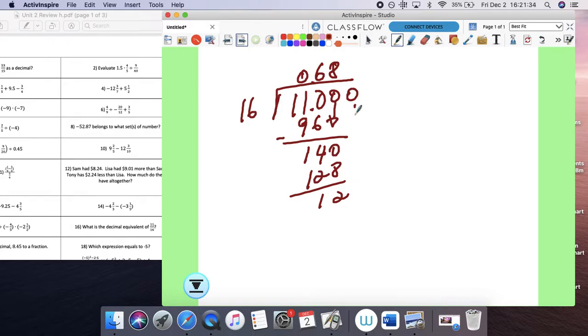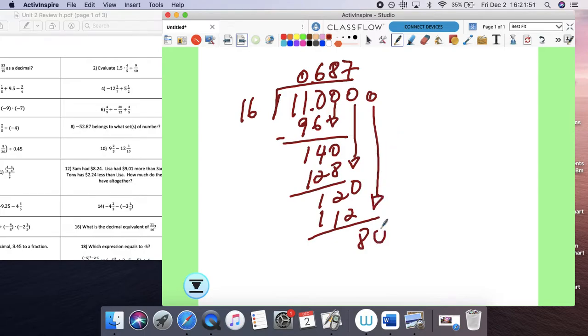Let me bring another 0 down. 16 goes into 120 7 times. 16 times 7 is 112. Got 8 left over. Bring the 0 down. Okay, I don't know how far we're going. 16 goes into 80 5 times. Oh, look at that. Here's your answer. 0.6875. How would you know how far to go? Look at your multiple choice. Okay, this is definitely a multiple choice question.